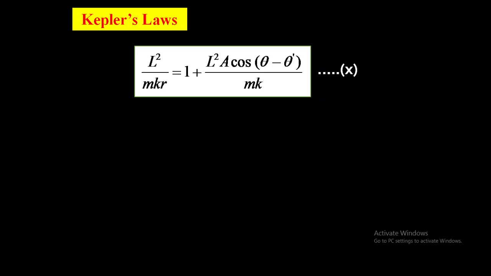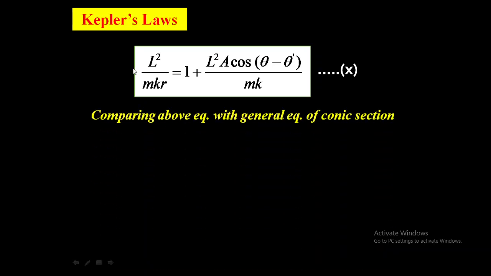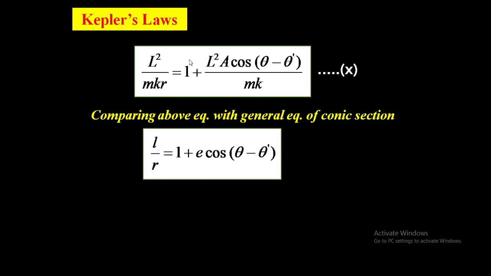Then what will we do next? Now we will compare equation number 10 with the general equation of a conic section. So what is the general equation of the conic section? It is L by r is equal to 1 plus e cos (theta minus theta dash). If we compare this equation, here we have L by r, and here also L by r.